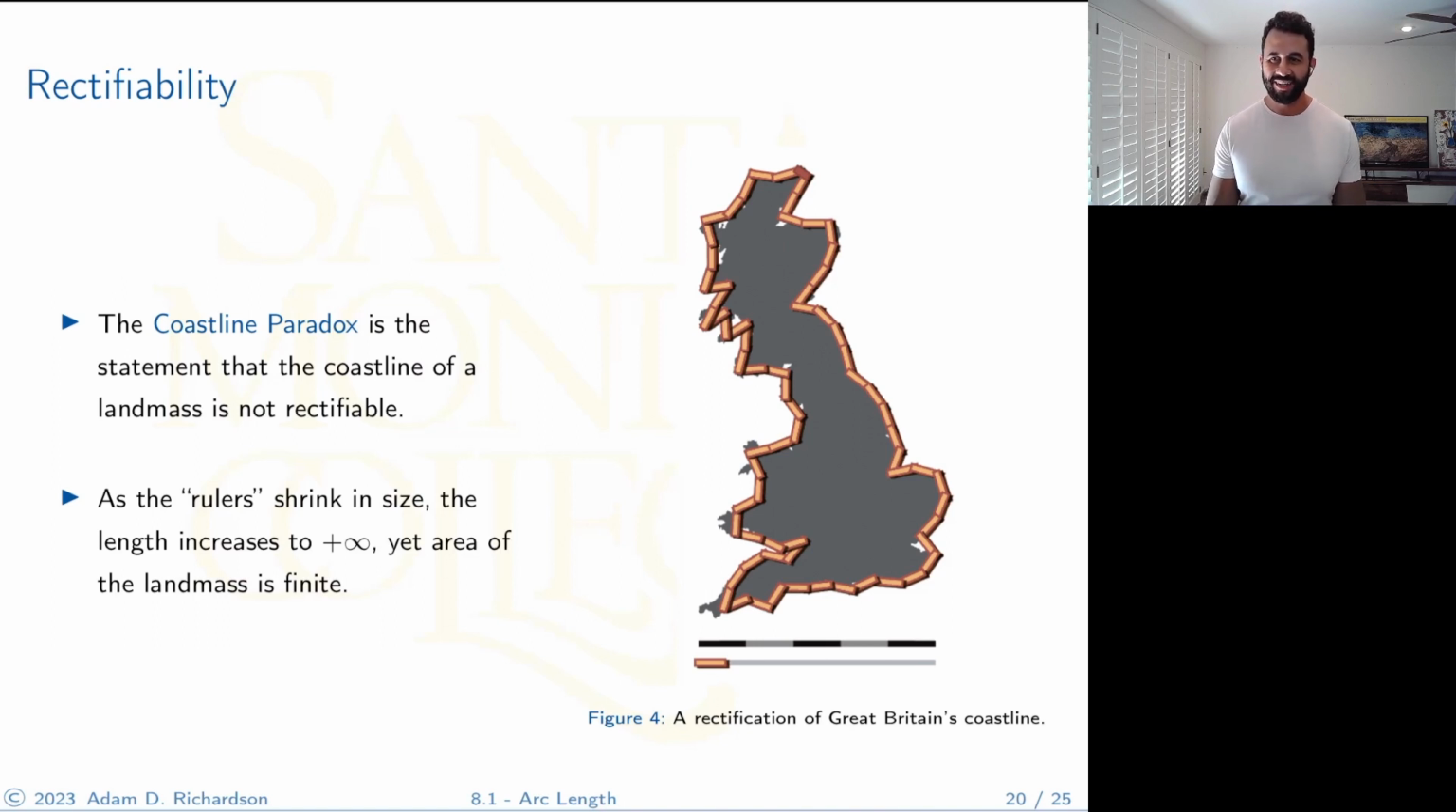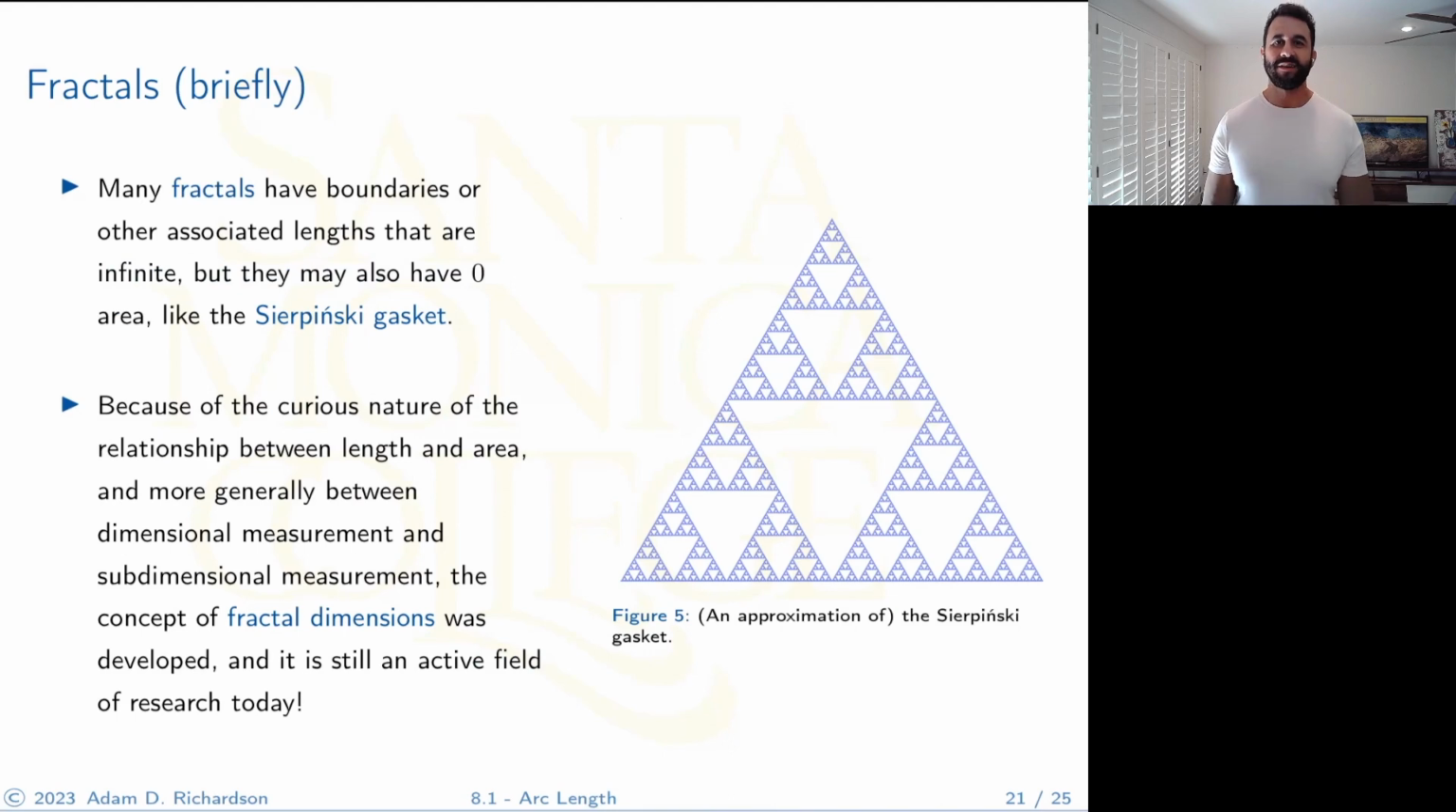And as it turns out, as you keep shrinking the rulers, the length of the coastline keeps growing in size and it increases to infinity. So the length of any coastline on the planet is infinite, but every coastline contains a finite amount of area, a finite landmass. Weird, huh? Interesting stuff.